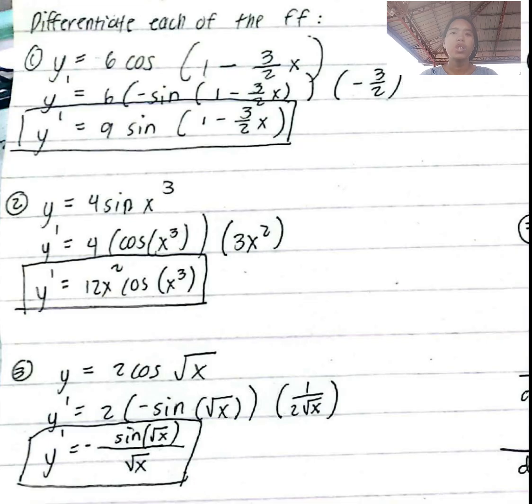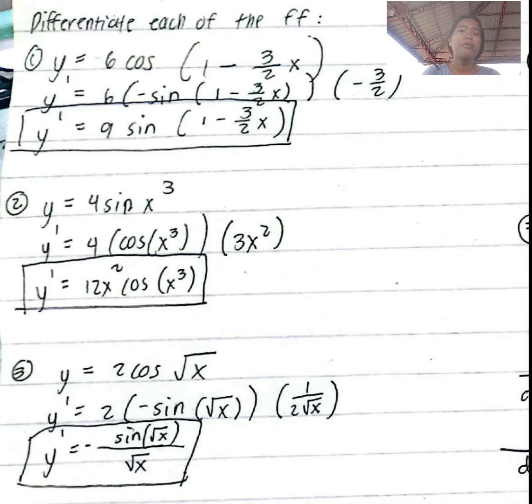The second function is y = 4 sine x cubed. Again, this is a composition of functions. The outer function is sine and the inner function is x cubed. So our first step is to differentiate the sine function. Again, the derivative of sine u is cos u. So we get y' = 4 cos x cubed.